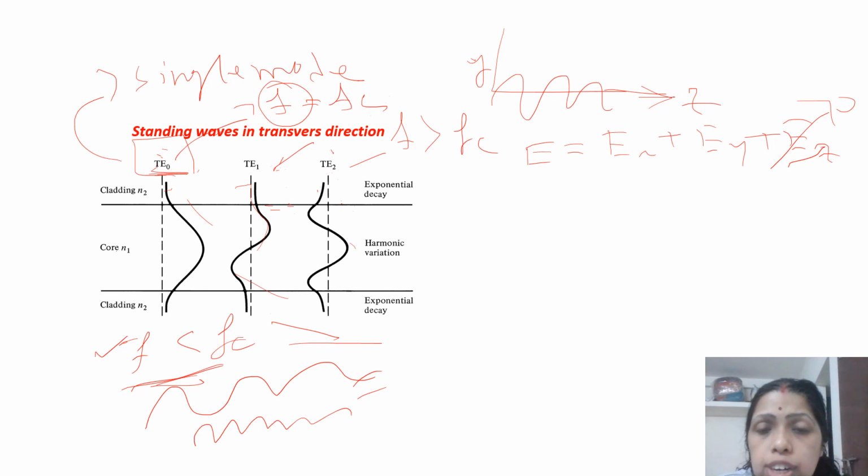So these are the different electric field and magnetic field orientation names. Here there is only one distribution, TE0. Here it is two distributions, TE1. Here it is three distributions, TE2, like this way. I think this diagram is clear. So these distributions are obtained based on the different wavelengths of the optical signal propagating through the fiber.